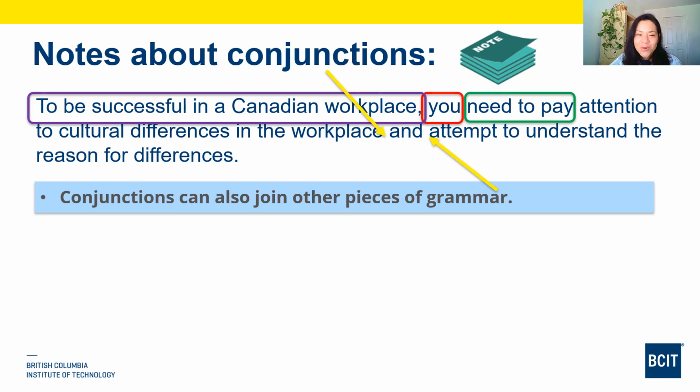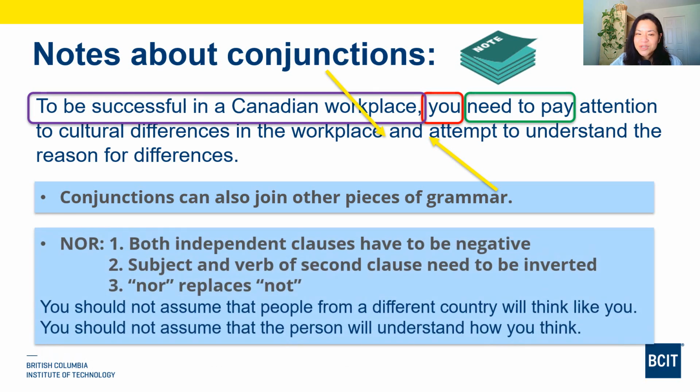Let's talk about nor. Nor is a very special conjunction which can be tricky to use. To use nor, both independent clauses have to be negative. And number 2, the subject and verb of the second sentence needs to be inverted. Number 3, the nor replaces the not.